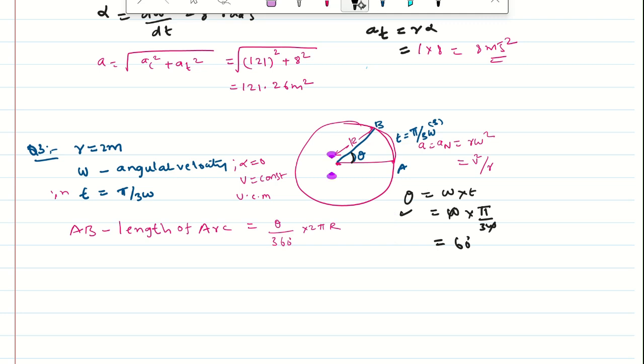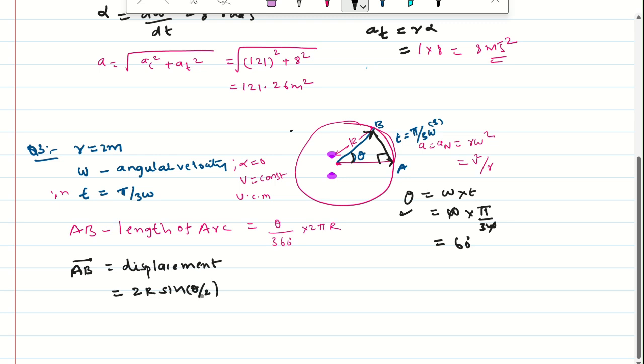Now, this straight line which is joining these two points is the displacement. AB bar is the displacement here. Now take the vector addition and follow the displacement. I will finally get 2r sin theta by 2. So this is the displacement.